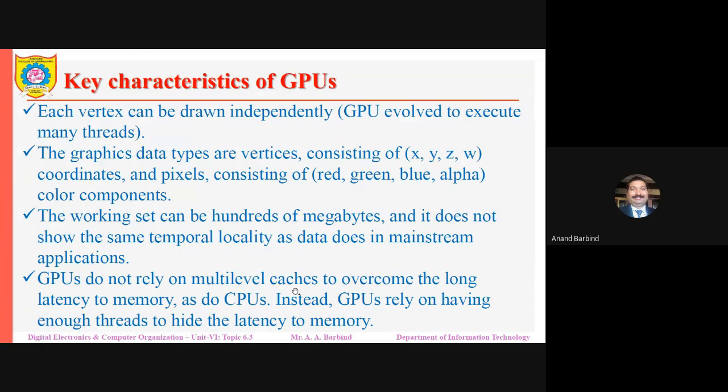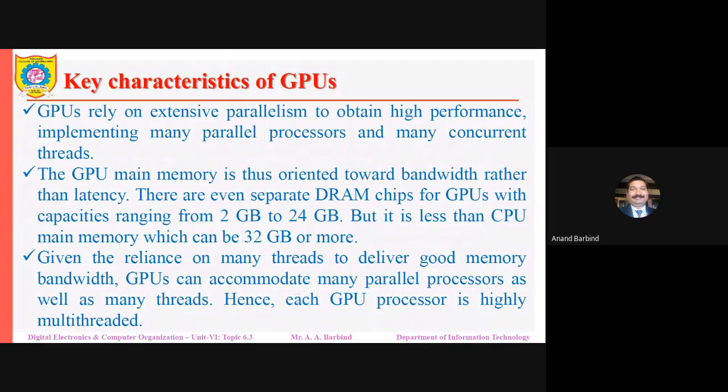Then GPUs rely on extensive parallelism to obtain high performance. So it uses parallel processing. It implements many parallel processors and many concurrent threads. Concurrent, as you know, means simultaneous, and threads are flows of execution. So a large number of flows of execution are there inside this GPU or graphics processing unit.